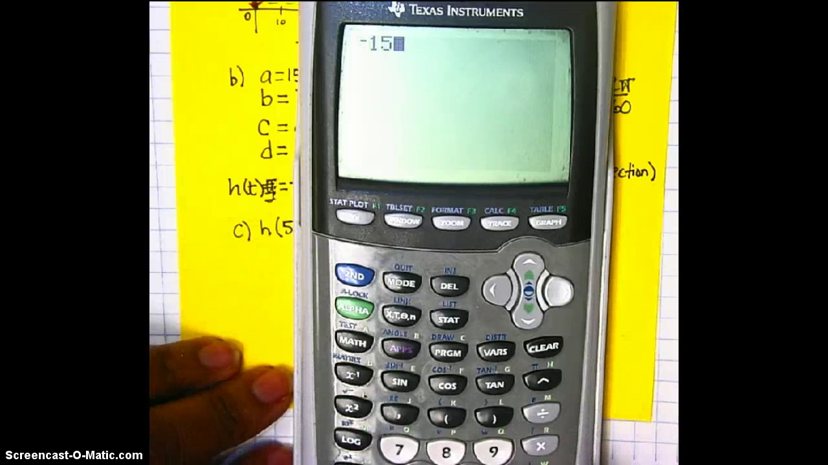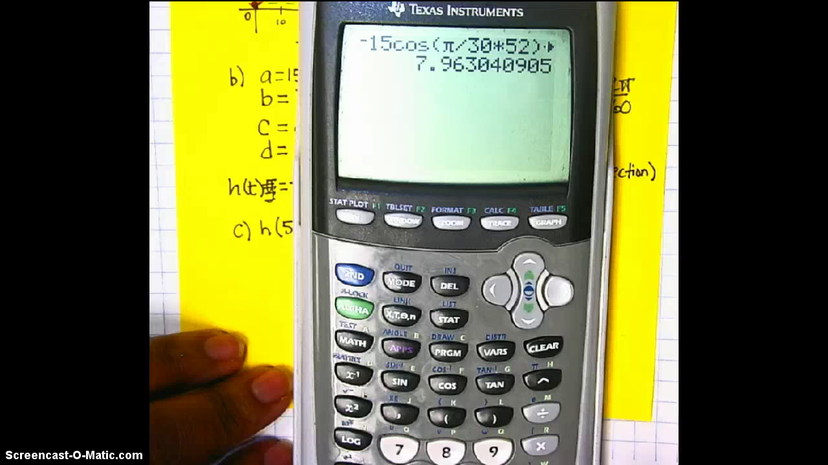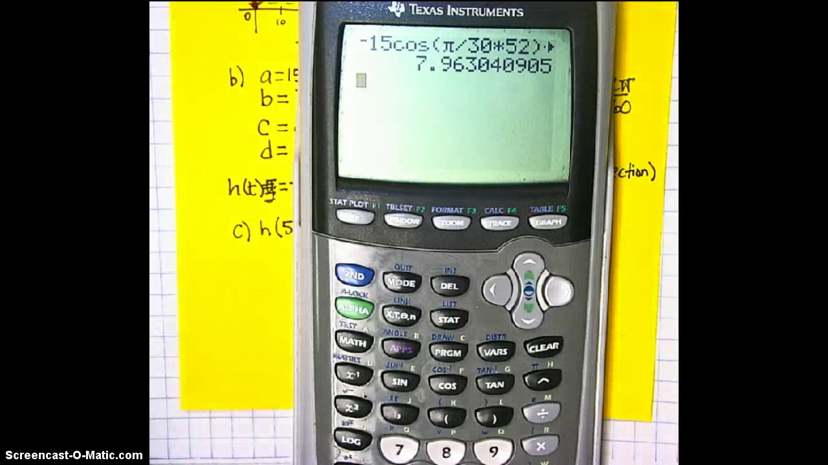Negative 15 cosine. Pi is second to the up arrow here, which is called a caret, second caret, divided by 30, times 52. Close those parentheses, that's a big deal, plus 18. And we find that we are 7.96 meters above the ground 52 seconds into the ride.